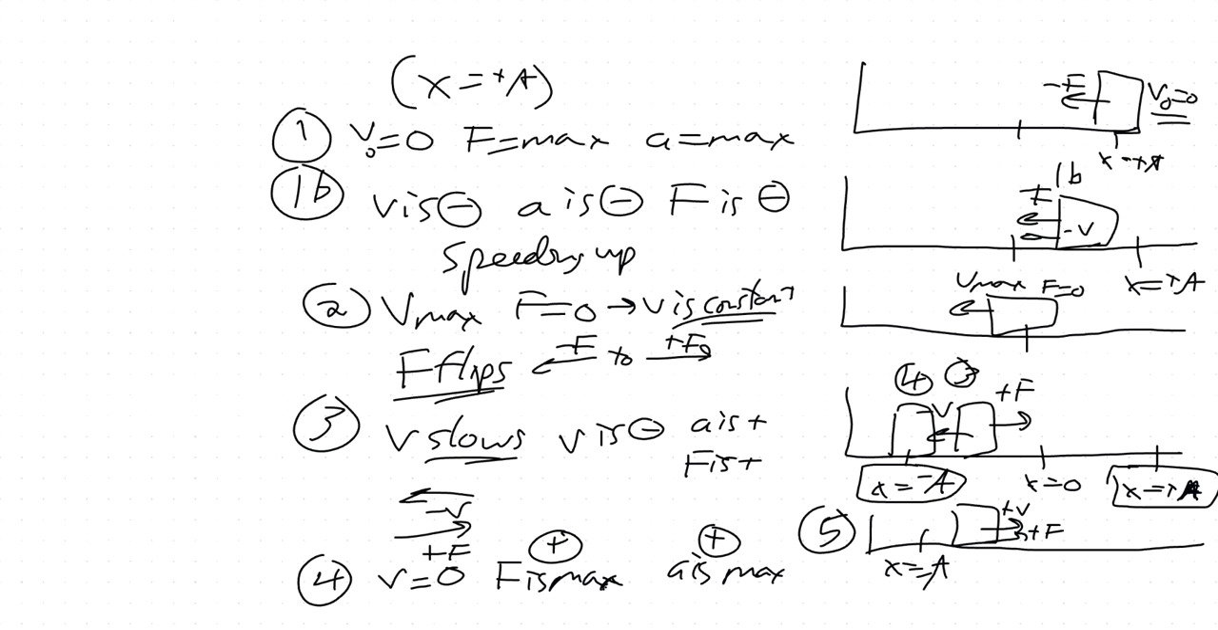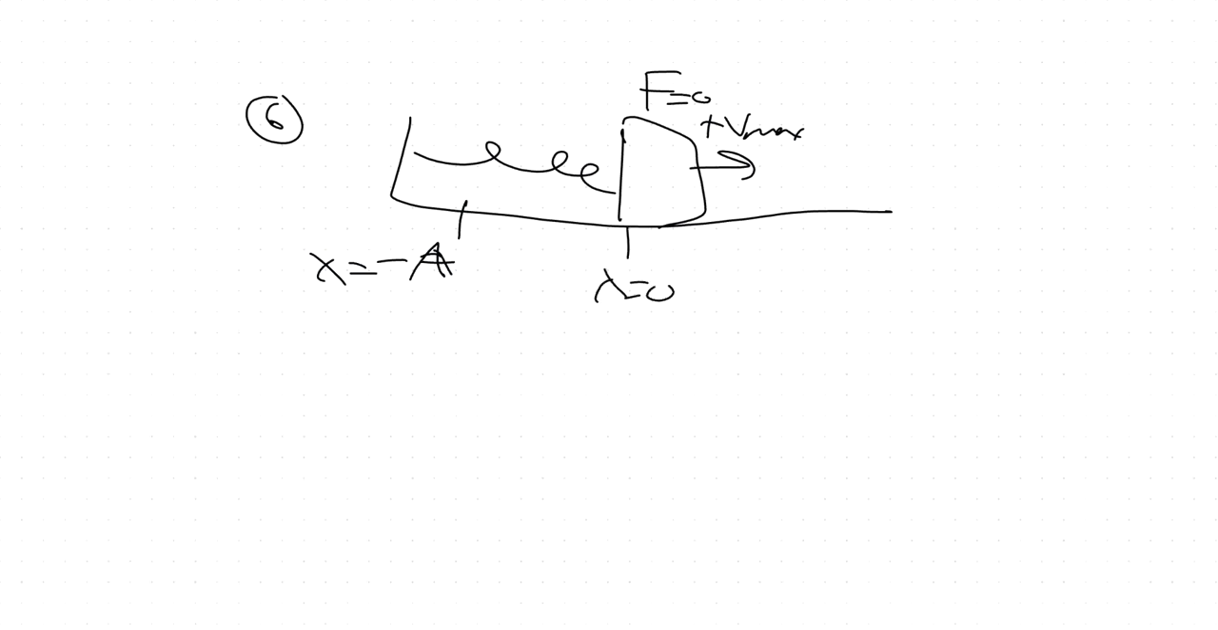Make that blue. I'm going to move to the next page to do the next few points. Call this point 6. What is point 6 going to be? Point 6 is back in the middle where we have a positive velocity max. F equals 0. It went to negative A. It's now at x equals 0. x equals positive A. I'm sorry for the script. My writing got a little wobbly, but I think we'll be okay.